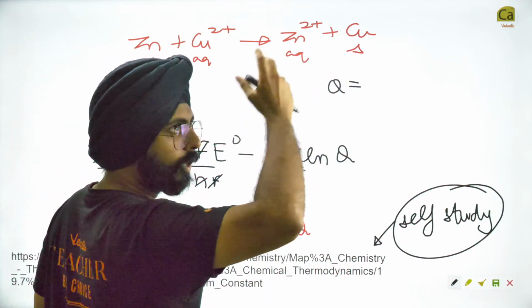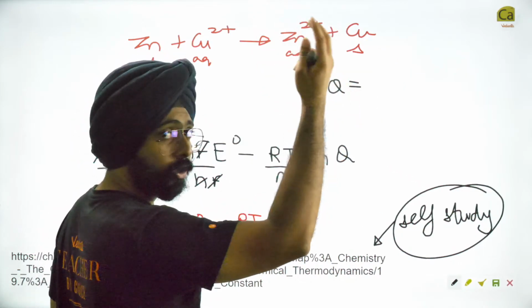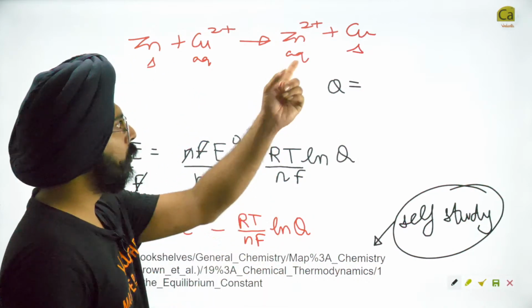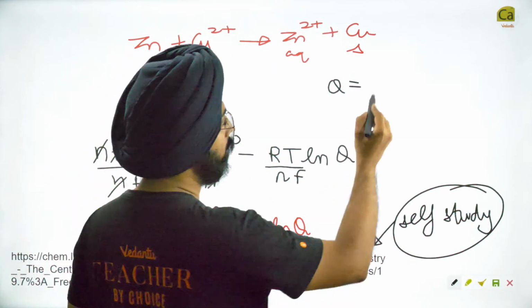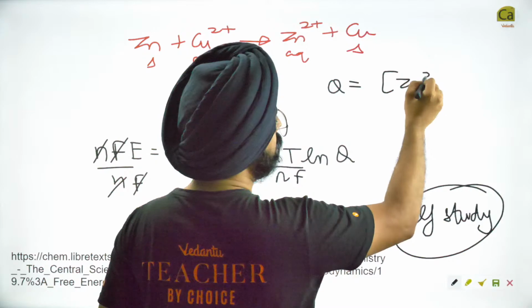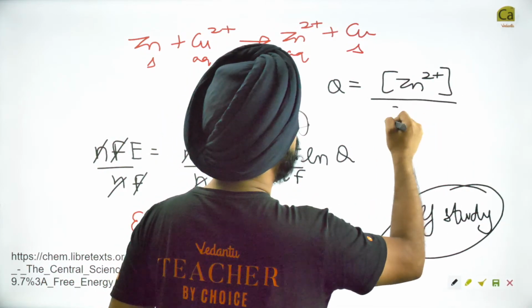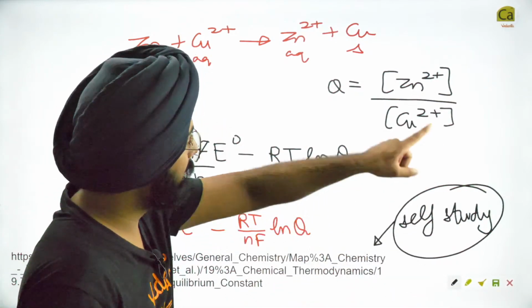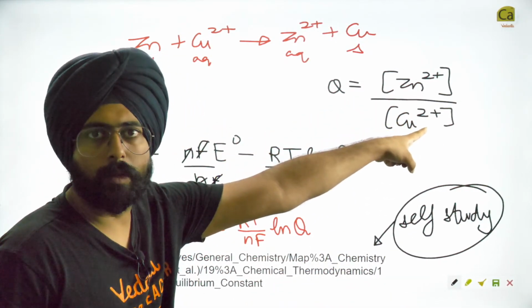So, in your reaction quotient equation, do you write solids? No. Solid activities are always 1. You need to worry about only the aqueous part. So, over here Q will come out to be zinc 2 positive divided by copper 2 positive. The standard condition is when this guy is 1 molar, this guy is 1 molar.